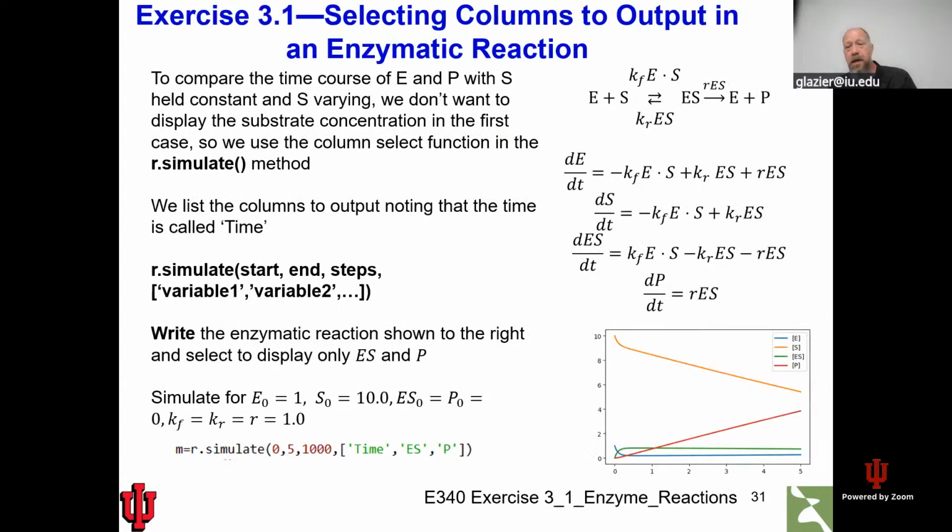So the first exercise, and we'll see how far we get today, is to write this little enzymatic reaction. This is to test our remembering how things are going. So write this little enzymatic reaction. Start out with E0 equal to 1, S0 equal to 10, ES0 equals P0 equals 0, no product and no complex. And you can set all the rates, the forward and backward rate and the production rate, to 1 to start with. And so why don't people fire up antimony and try implementing that?